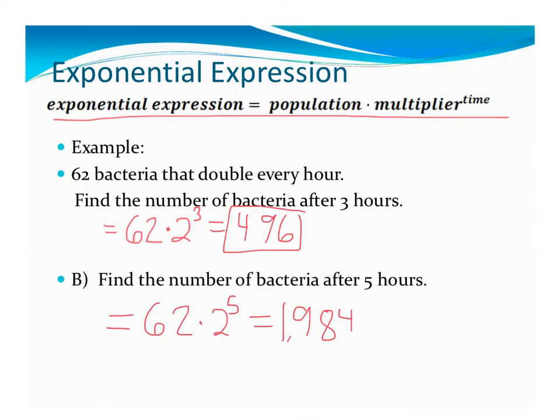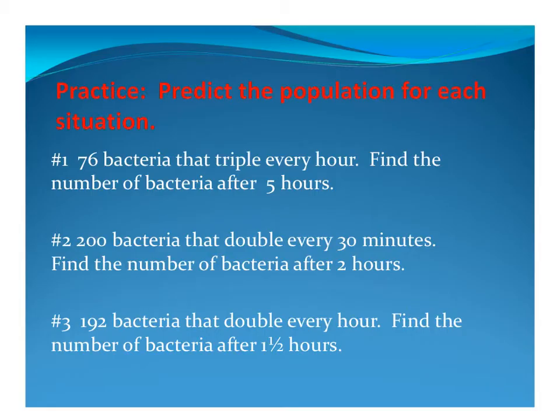So right. So let's try a couple practice problems here. Feel free to try them on your own. Pause the video and then press play when you're ready to see that explanation. So for this first one, we have 76 bacteria that triple every hour. Ooh, they triple this time. That's cool. Find the number of bacteria after 5 hours. So we'll set it up as 76 times 3, because we're tripling it, raised to the 5th.